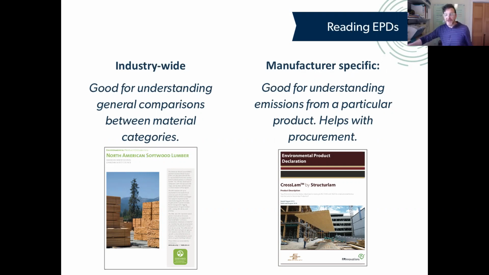And then obviously the manufacturer-specific ones are where one manufacturer's operation is being studied. And so there you can start to compare. In Canada, there are two different CLT companies that have their own environmental product declarations. So you can see the differences between their practices, and decide if you would prefer to buy from one or the other.